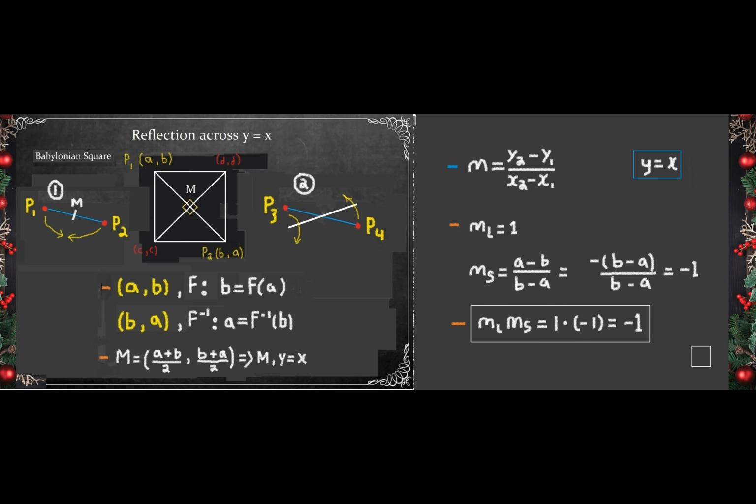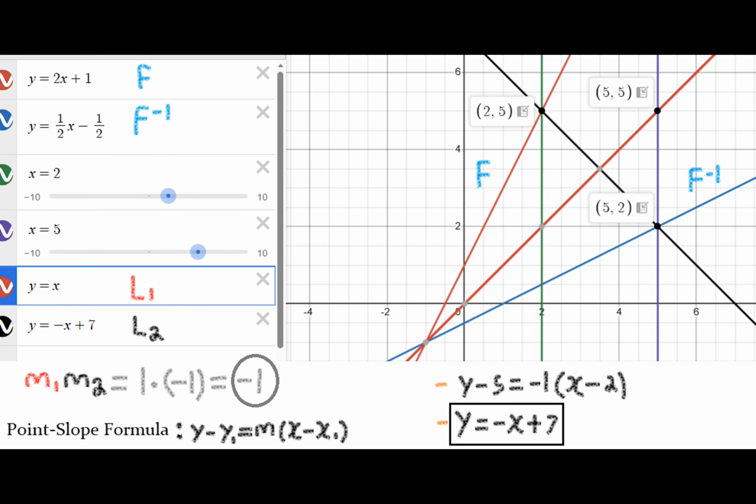Very nice. One quick example. Consider a function f and its inverse. We have enough information to derive the equation of the line. First, we use the two points, (2, 5) and (5, 2), to calculate the slope m, which turns out to be negative (5 minus 2) over (5 minus 2) equals -1. Then, we use the point-slope formula.